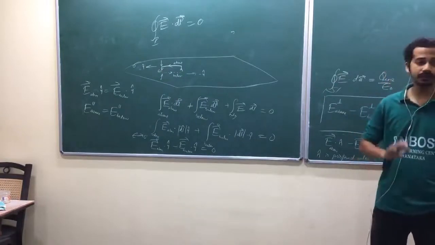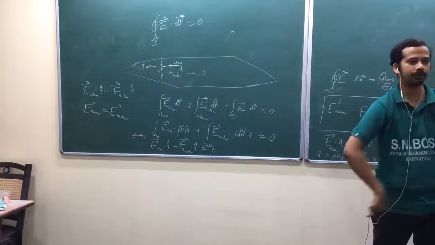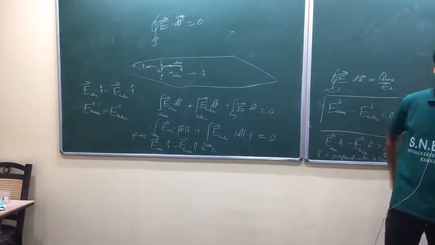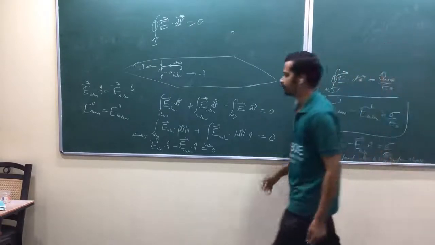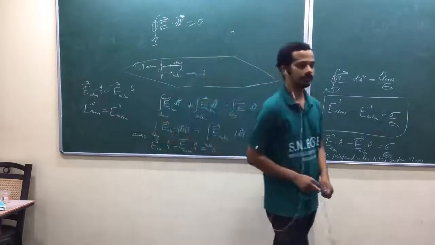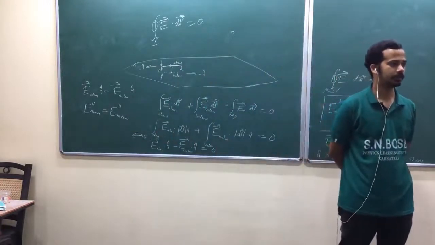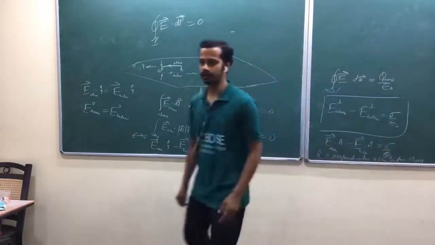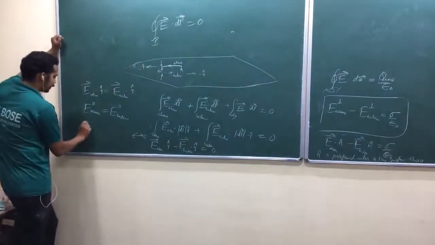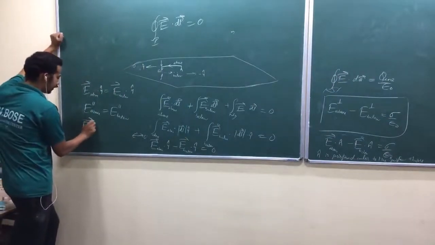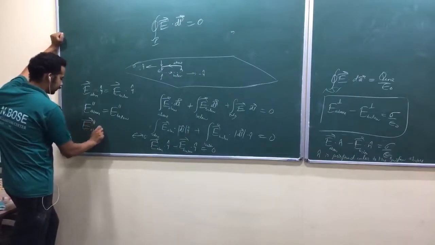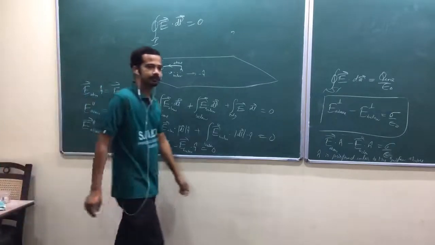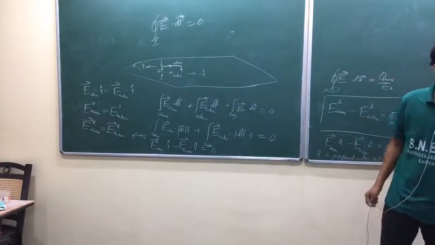So again, there are infinitely many parallel directions. There are only two perpendicular directions to the plane, above and below. Am I right? But there are infinitely many parallel directions to the plane. So we said parallel components are continuous. Which parallel component? The question comes. Am I right? All parallel components are continuous. Whatever parallel component you take, it is continuous. Or equivalently, we can write like this: E vector parallel above is equal to E vector parallel below. Is that okay? So that's the most general statement.